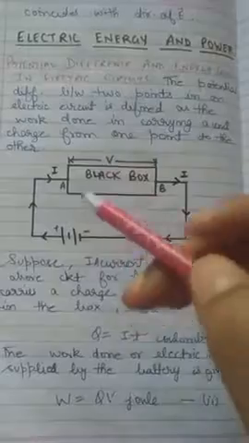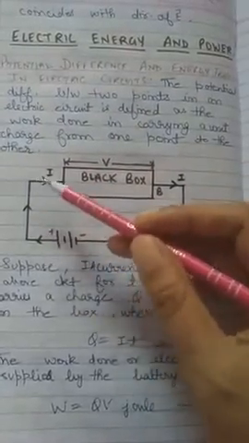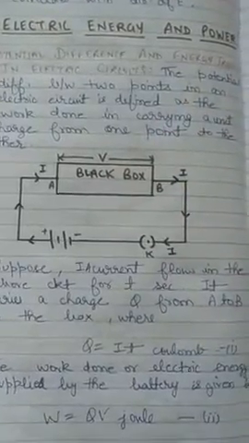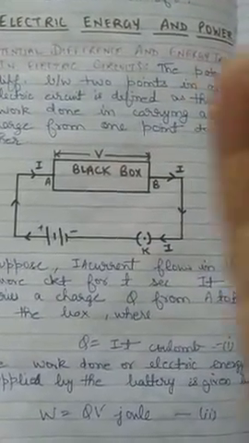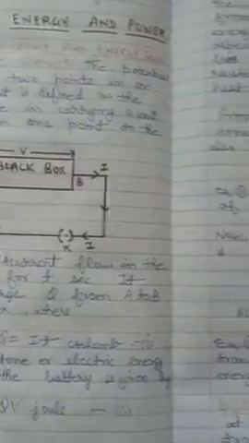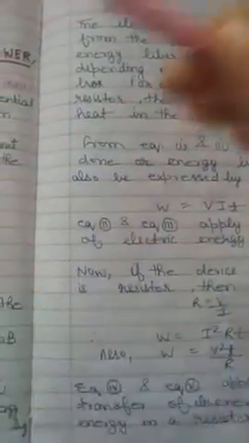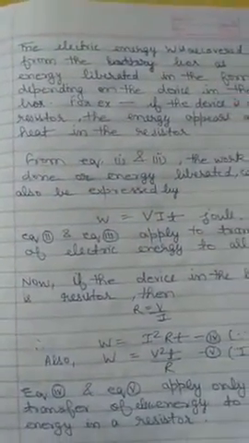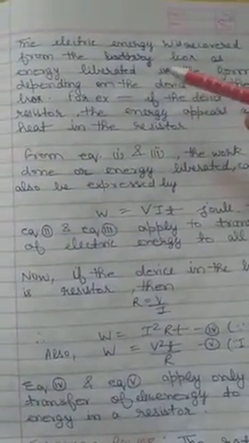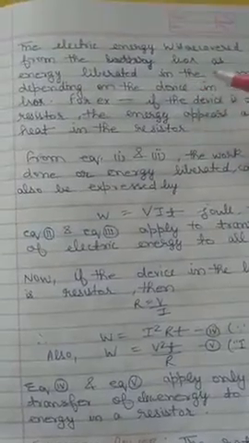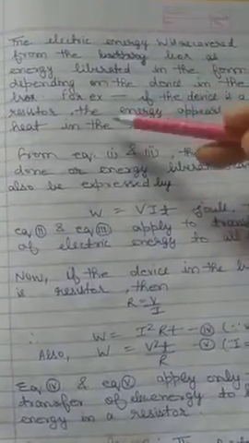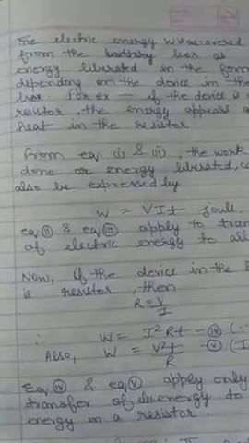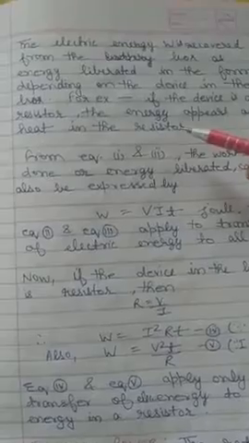Now that means the electrical energy taken by the charge is given to the black box. Now how the energy will be liberated, in what form, we will tell that by what is inside this black box. So that the electrical energy which is provided by the charge to the black box is recovered from the box as energy liberated in a form depending on the device inside the box. For example, if the device is a resistor, as I told you, the energy appears as heat in the resistor.